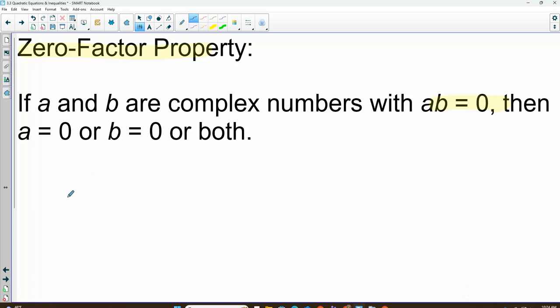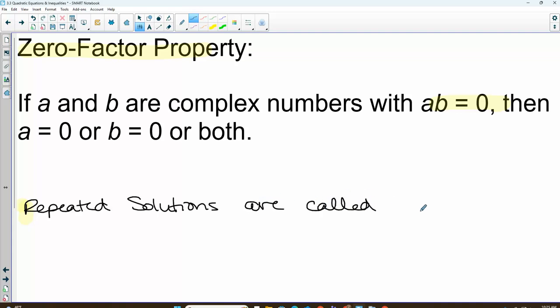The other thing that I want to note is repeated solutions are called multiplicities. So, multiplicity is when you have the same answer more than once. And we will look at problems where that happens and how we write it. But the multiplicity is how many times the solution occurs.